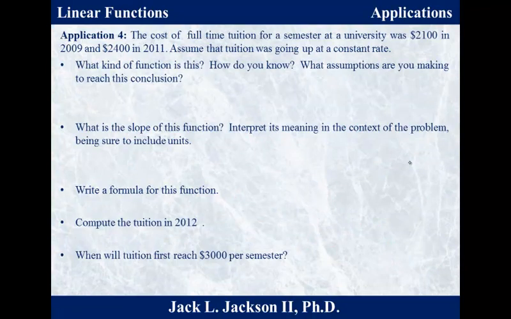Alright, here's another application. The cost of full-time tuition for a semester at a university was $2,100 in 2009, and at the same university, $2,400 in 2011. Assume that the tuition is going up at a constant rate. What kind of function is this? How do you know? What assumptions are you making? What's the slope? Interpret its meaning in the context of the problem. Be sure to include units. Write a formula. Compute the tuition in 2012. And then when will the tuition first reach $3,000 per semester? You should be able to figure this out. Stop this now and work this out and come back when you're finished. Press pause now.